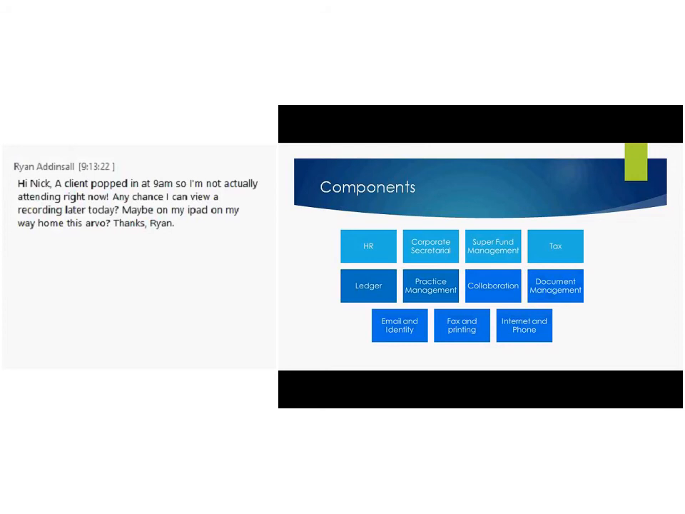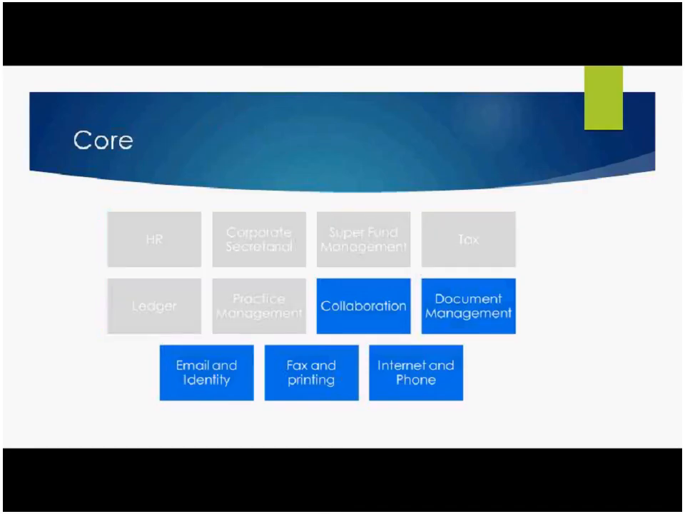So let me take you through the architecture and talk about the various components. The first thing we do is we break it down into what we call core components. Core components are something every business needs. So we believe you need internet and phone. We believe you need printing and fax. We believe you need email and identity. And identity is all about being able to log in and identify who you are. We believe you need document management, and you need to be able to collaborate.